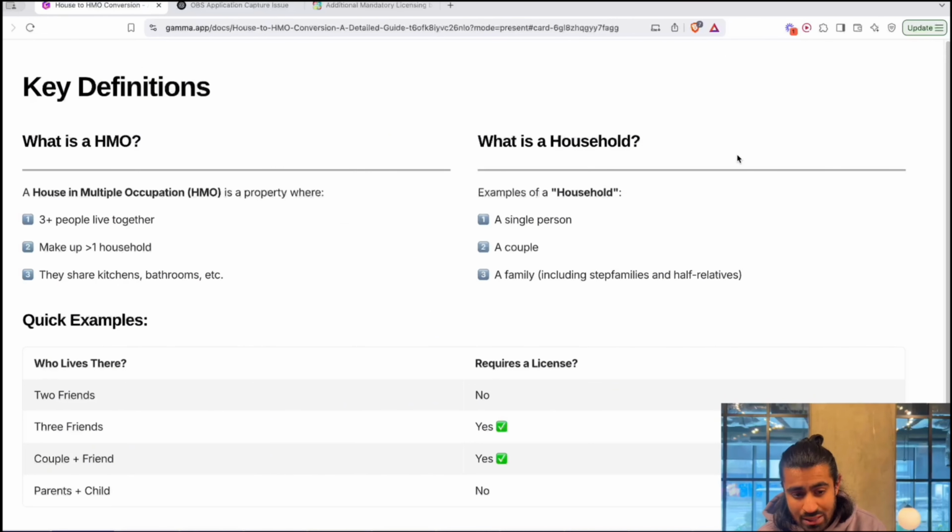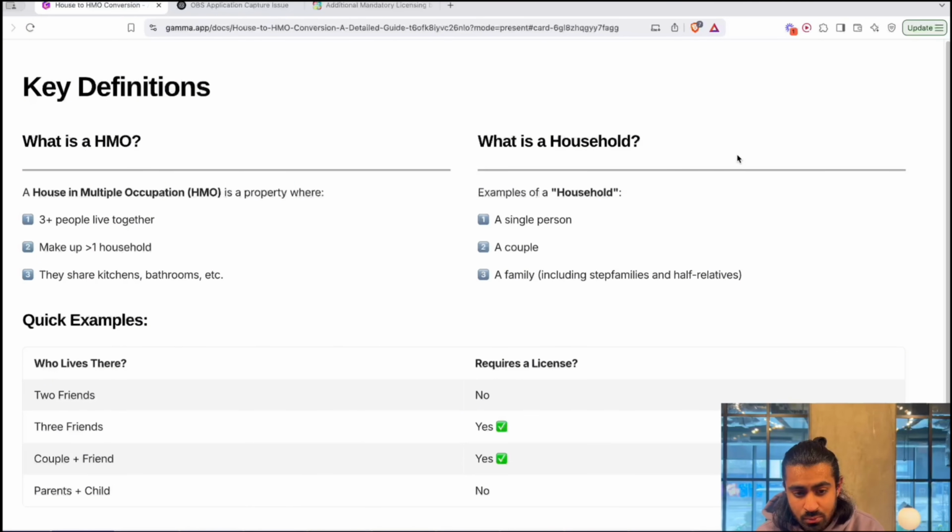So what is actually a household? Very simple. A household is made up of people or a person that is related to each other. And this can include step families and half relatives. A couple is also regarded as a household, even if you're not married. So if you're a couple that hasn't been married, but you've been together, that is also considered as a household.